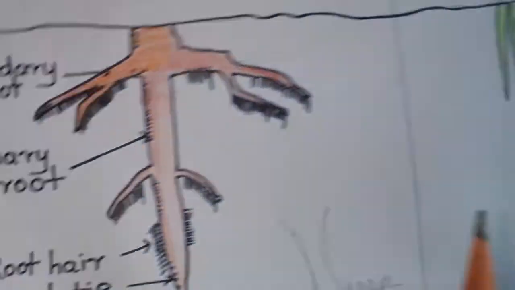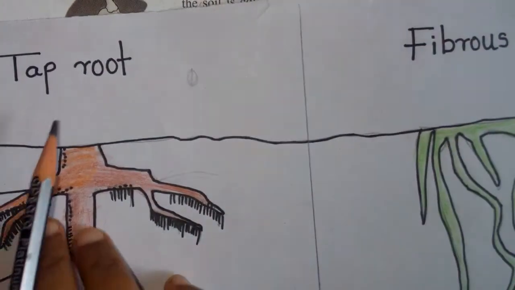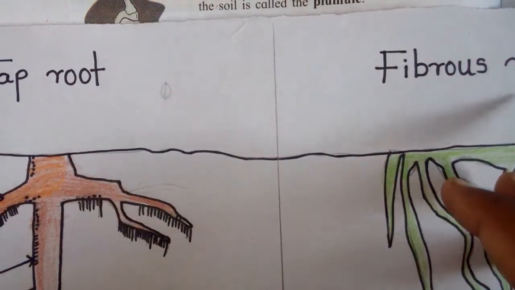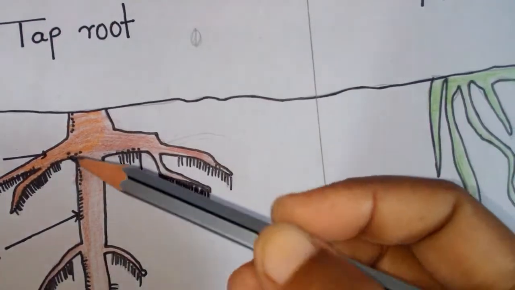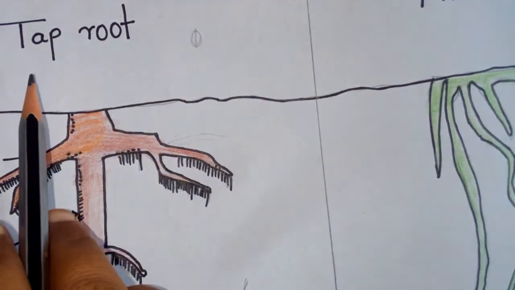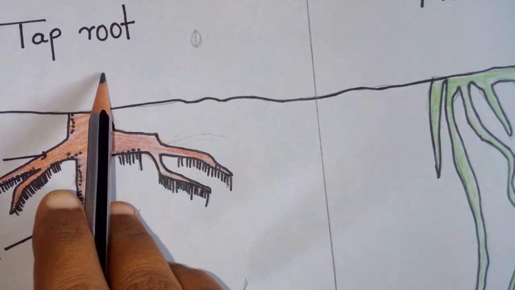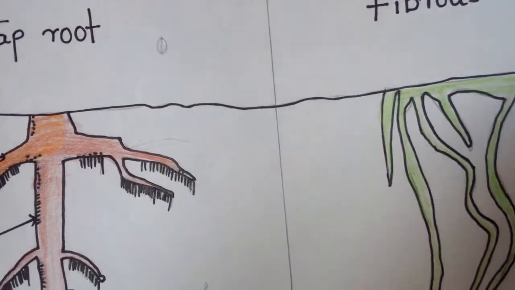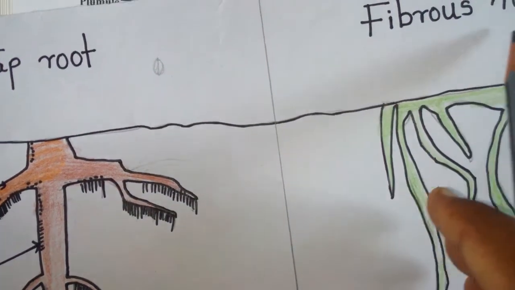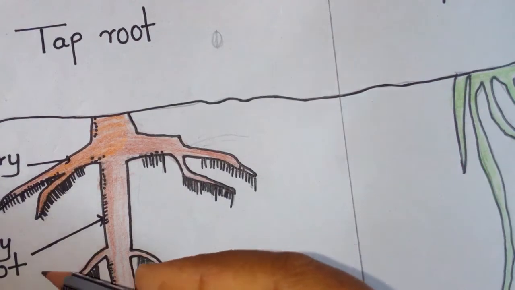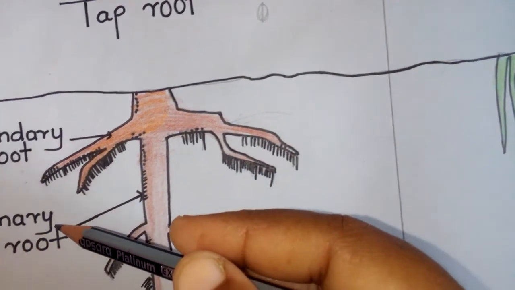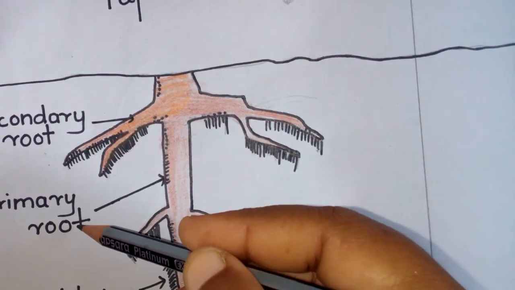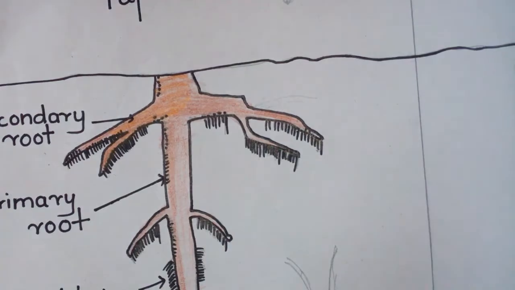Then in that we see two types of roots are there. One is a tap root and the other is a fibrous root. Which plants have the taproot system? Dicotyledons. And monocotyledon plants have fibrous roots. The taproot has primary root, secondary root and tertiary root.